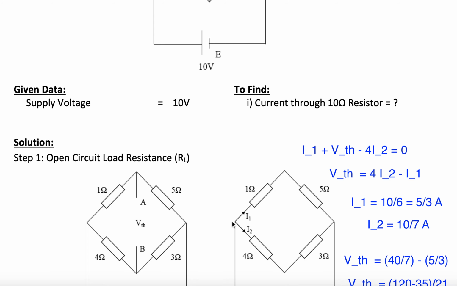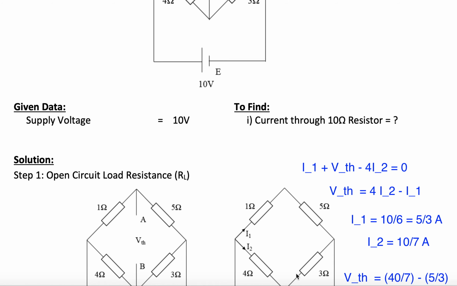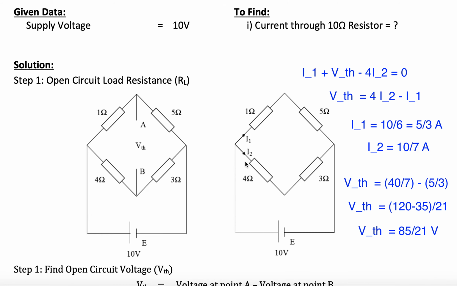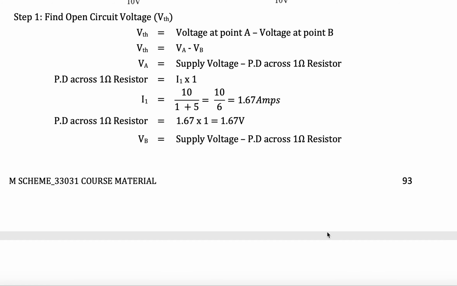Okay, no problem. VTH equals 4I2 minus I1. What is I2? I2 is nothing but 10 by 7. What is I1? I1 is nothing but 10 by 6, which is 5 by 3. So VTH is 4I2 minus I1, that is 40 by 7 minus 5 by 3. 21 here, 3 7s are 21, 7 5s are 35, 120 minus 35 gives 85 by 21. That is quite correct. No issue there.